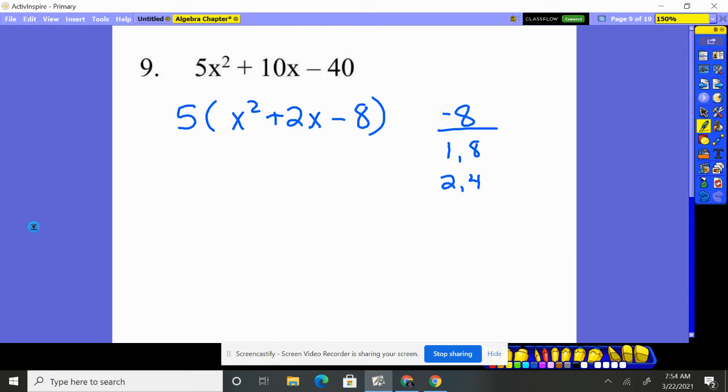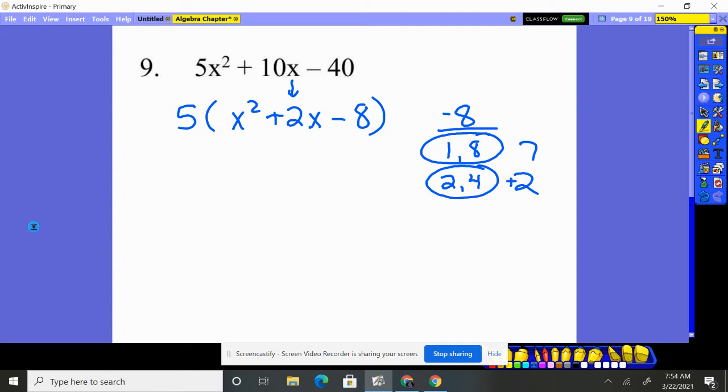Now, it is negative 8, which means one of the pieces, 1 or 8, 2 or 4, one of those pieces has to be negative. The other is positive, which means we need to look for a difference between them, since one of them is negative, like we're subtracting one of them. 8 and 1 difference is 7. 2 and 4's difference is 2. What do you and I want? It says, hey, we need a positive 2 difference.